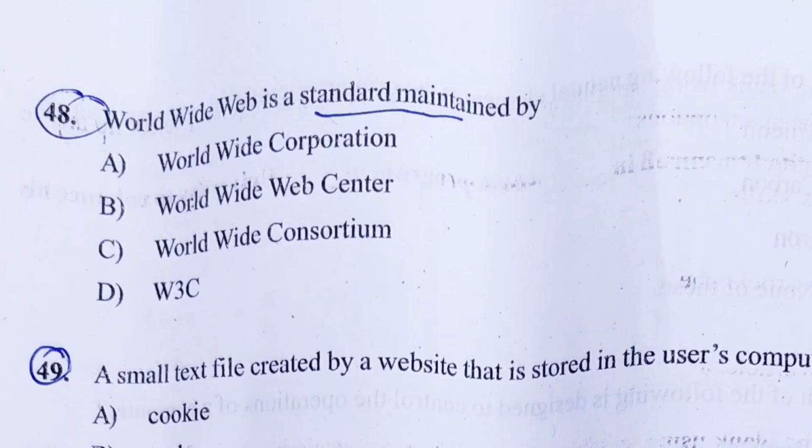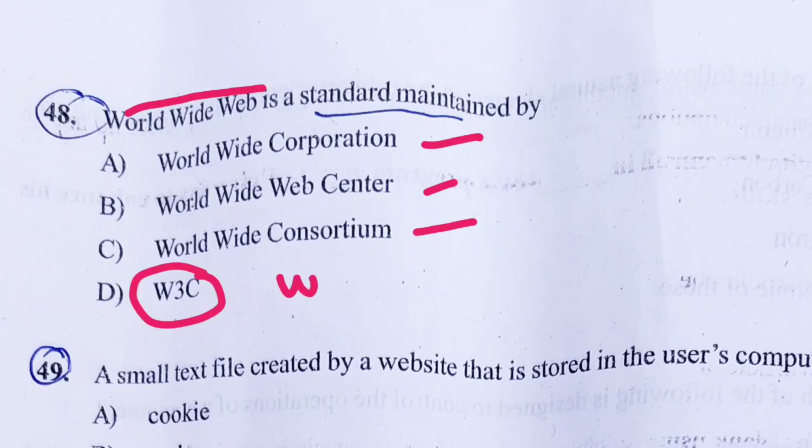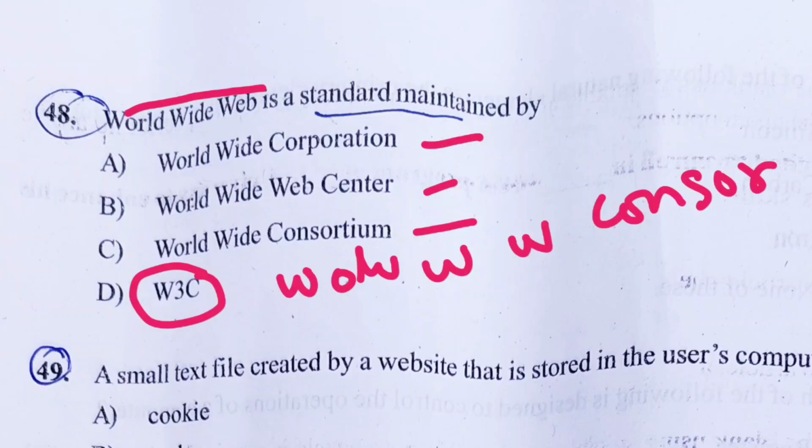Next question is, World Wide Web standard is maintained by. Options are World Wide Corporation, World Wide Web Center, World Wide Consortium, or W3C. So it may seem that C is the correct option, but actually it is W3C. W3C means World Wide Web Consortium. Okay, so the correct option should be D option here.